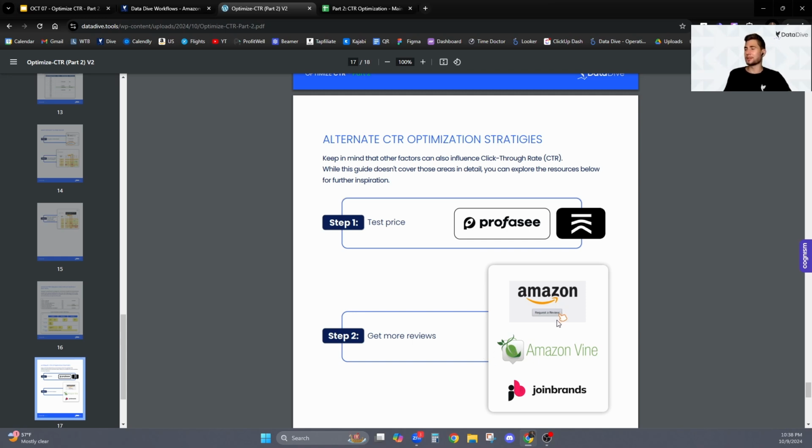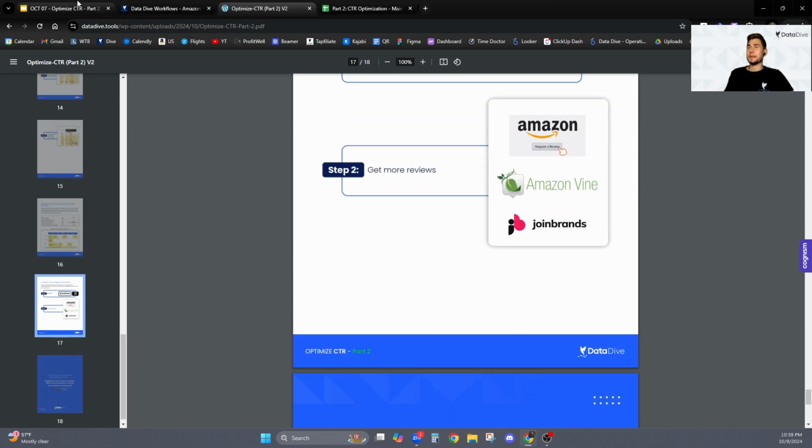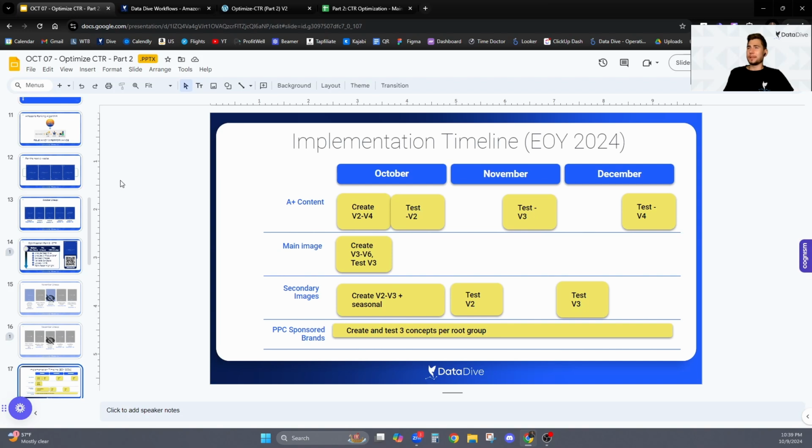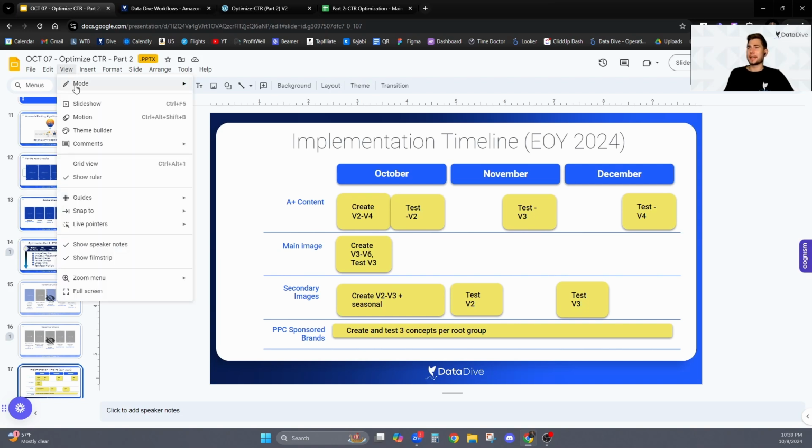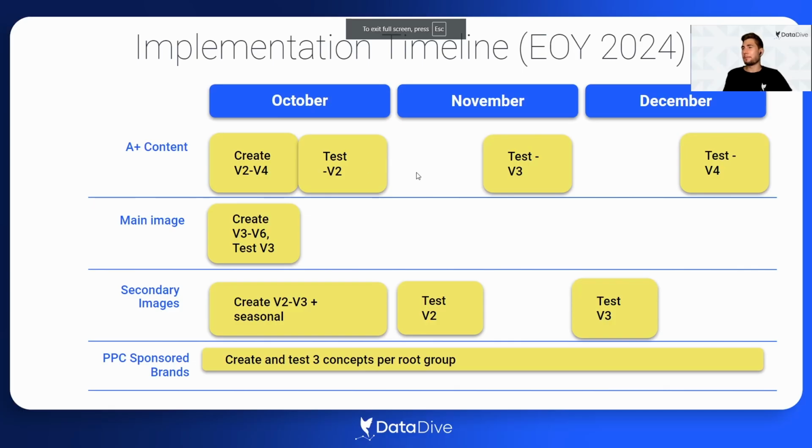So I just have here mentioned the request a review button, Amazon Vine program, and Join Brands is more, I think, for external traffic and getting those videos on your listing. But I don't think you're using Join Brands to go and get reviews, but I just wanted to mention them as well because I think it's a pretty valuable service. So with that being said, let's jump back into this deck and we will wrap up.